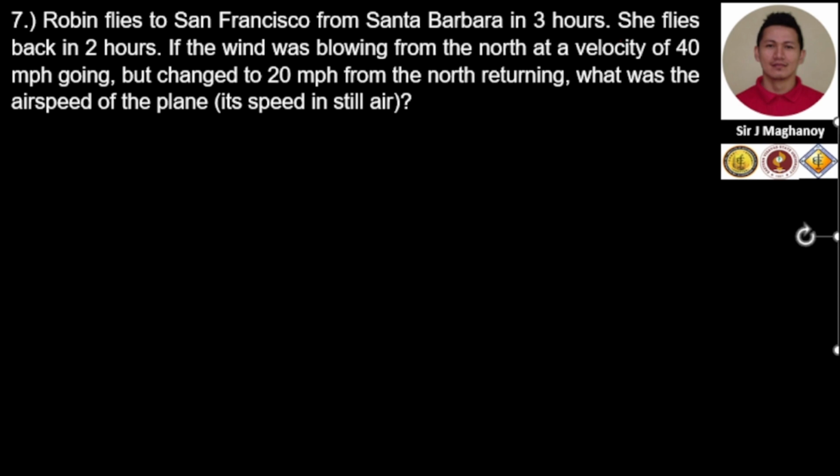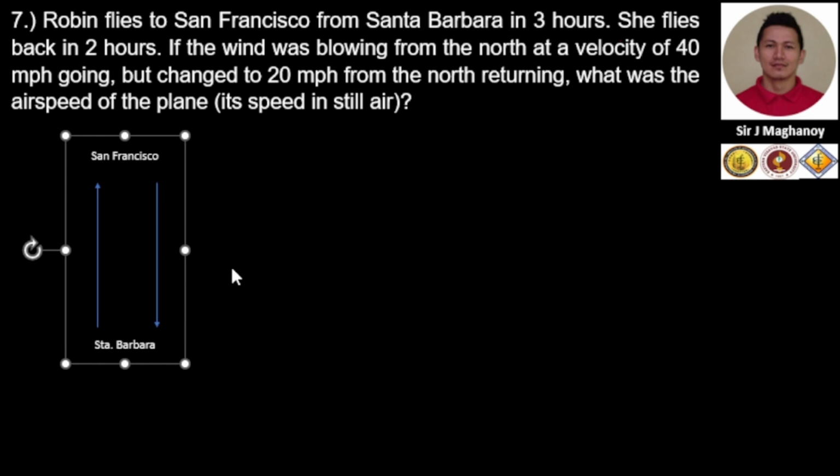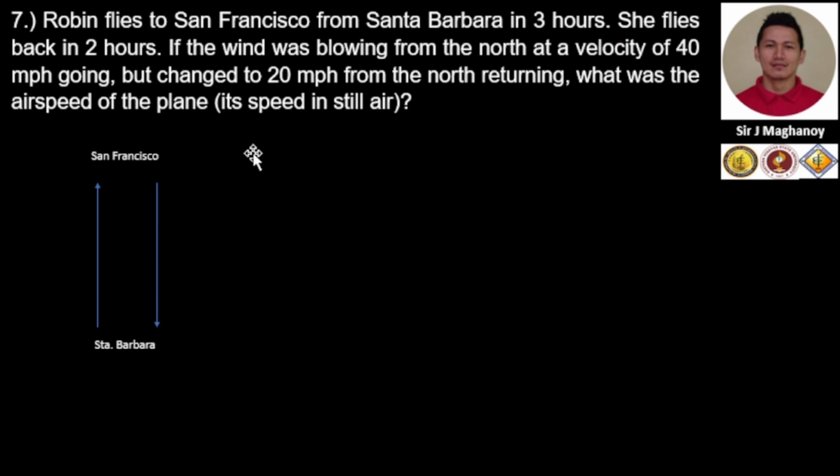Okay, so we need to visualize the movement of the plane. Probably Robin is a rich guy. He owns a private jet because he cannot fly right away to a certain location, for example, Santa Barbara to San Francisco, and fly back if he doesn't own a private plane. So we have Santa Barbara going to San Francisco, 3 hours, and she flies back in 2 hours.